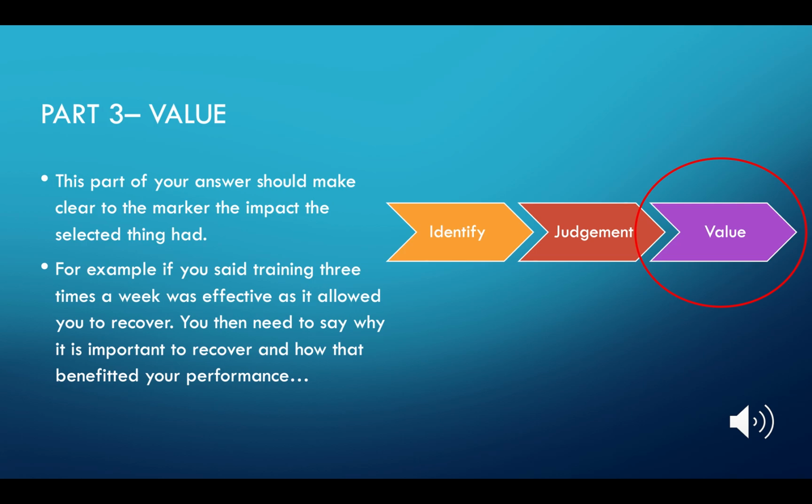The third part of our 3-step process is to give the value, and this is the part that pupils find difficult. So, if we identify the first part of the process about training 3 times a week, and we've said that that was effective, so the effective is our judgment, and that's us using the correct terminology. So we could say something like, training 3 times a week was effective because. After the because, we then have to give the value. What was the impact? How did that affect your training program? And we could say here, this was important because it allowed me to fully recover and ensure that I was fresh for each of the training sessions. This meant that I could then put in 100% effort to improving my fitness in each of the training sessions.